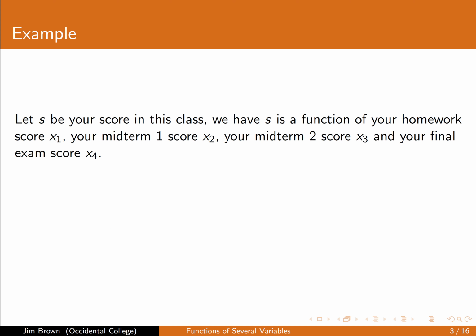So let's let S be the score, your score in this class. So we know that's a function of four different things. It's a function of your homework score, which we'll denote as x1, your midterm 1 score, which we'll denote as x2, and your midterm 2 score denoted x3, and then your final exam score, which we'll denote as x4. So your final score in the class depends upon all of these different variables, and these are all independent variables.